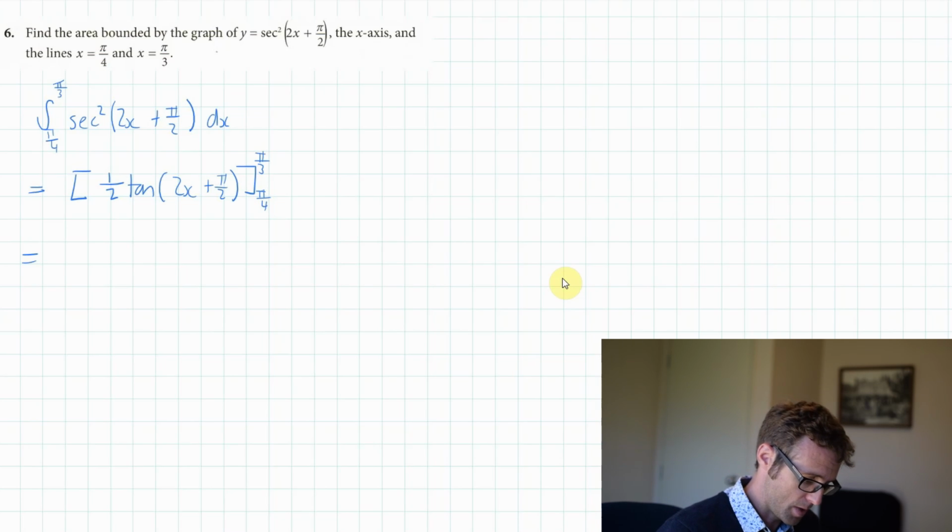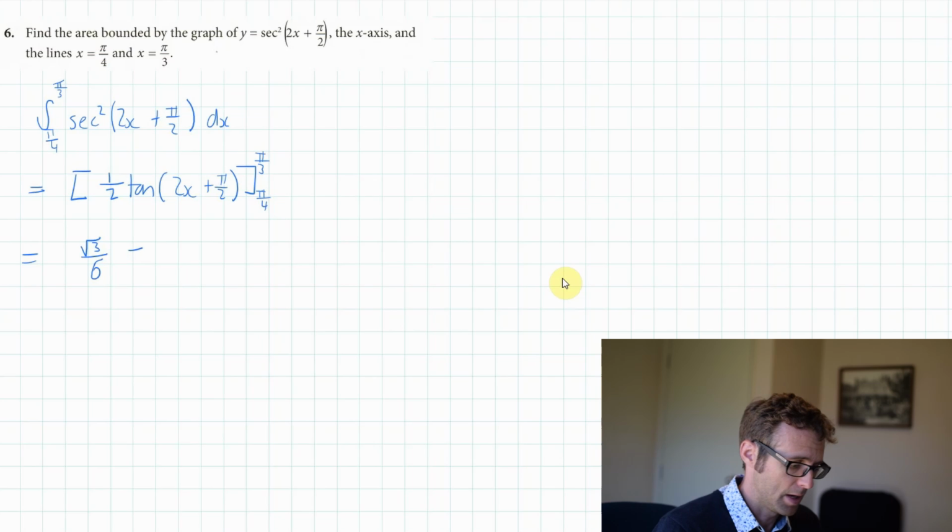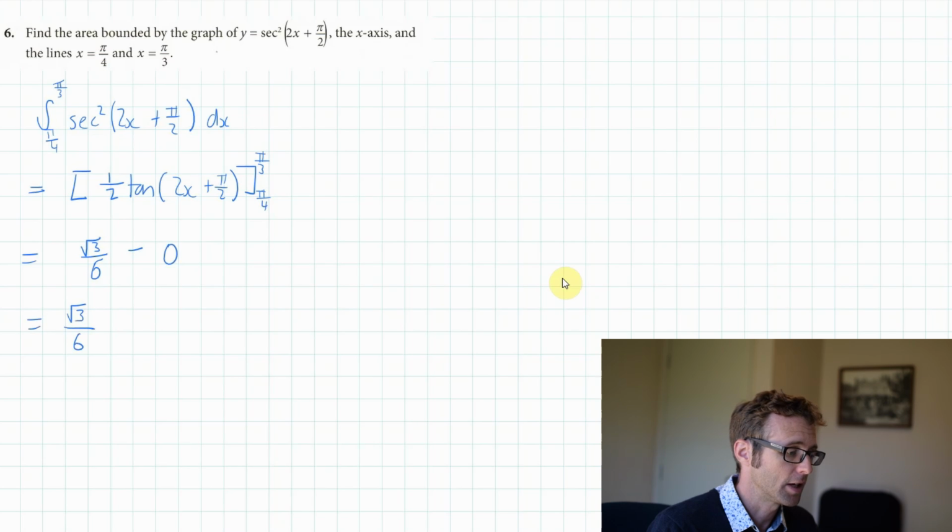And I get for my first one square root 3 over 6, and then we subtract our second one, which is 1/2 tan of pi over 2 plus pi, which is 0. So our final answer for this one is going to be square root 3 over 6, and that is equal to 0.289 to three significant figures.